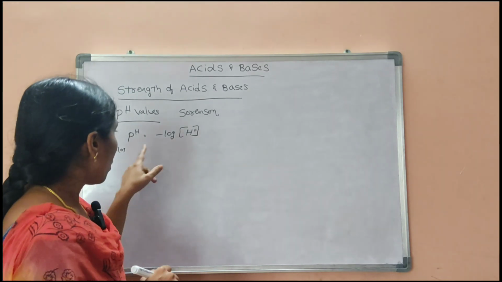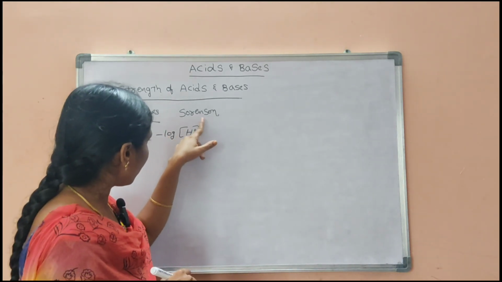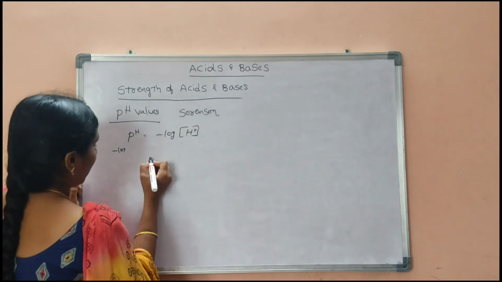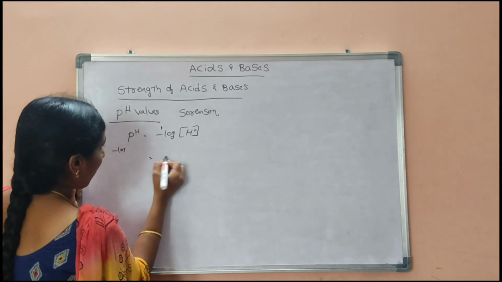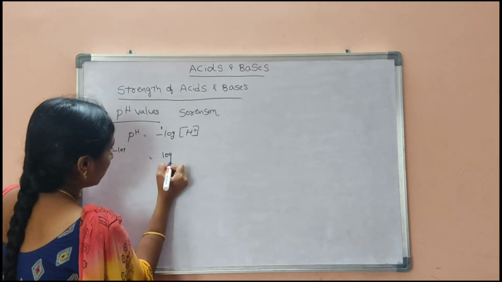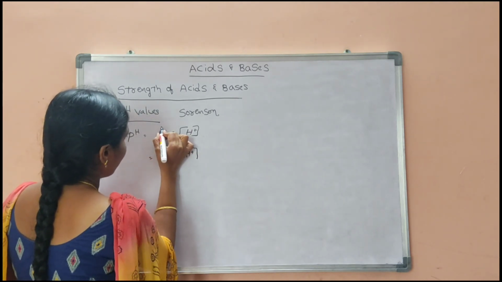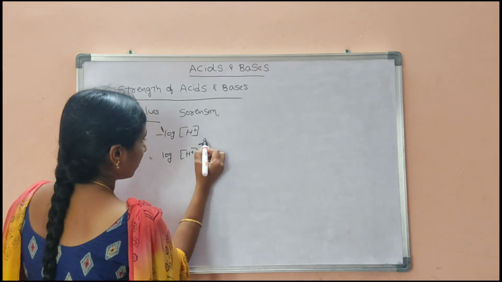In this, coefficient values are converted into powers. Okay? If there is nothing written here, it is understood as 1. So, log H plus, this minus 1 is converted into the powers. Okay?